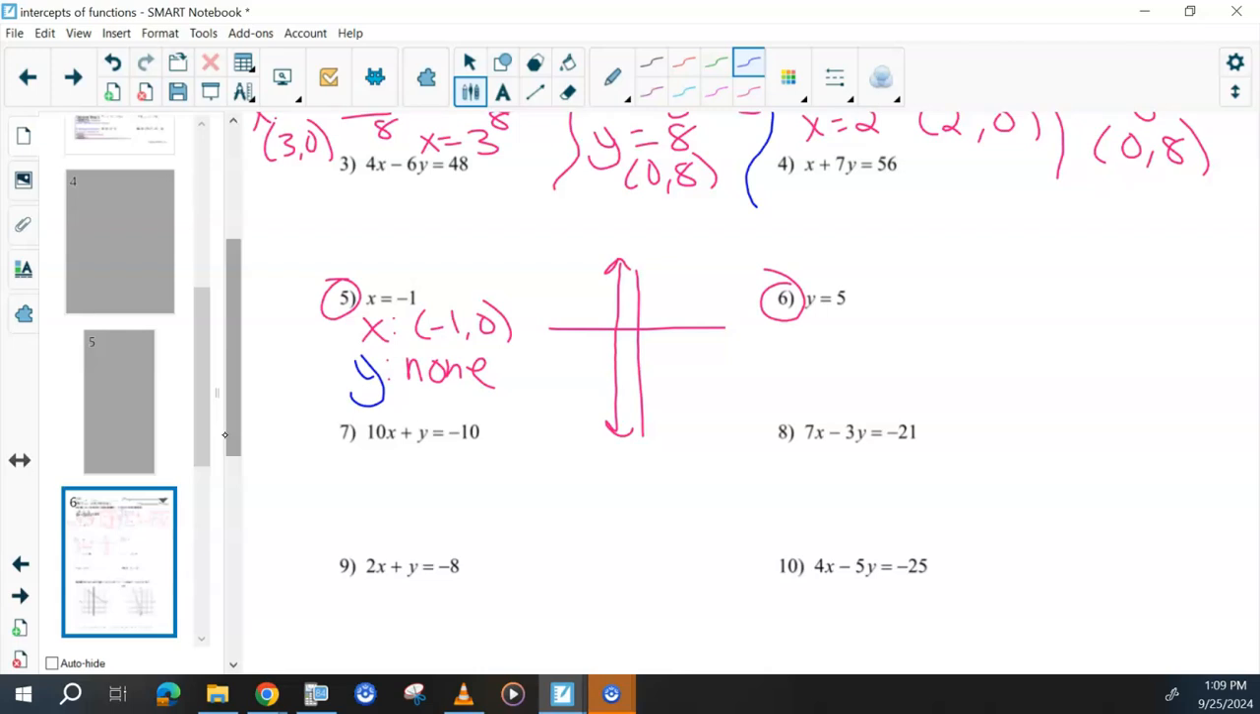So then 6 is just going to be the opposite. We have the y-intercept. Correct. We would write none, because it would never cross the x-axis.